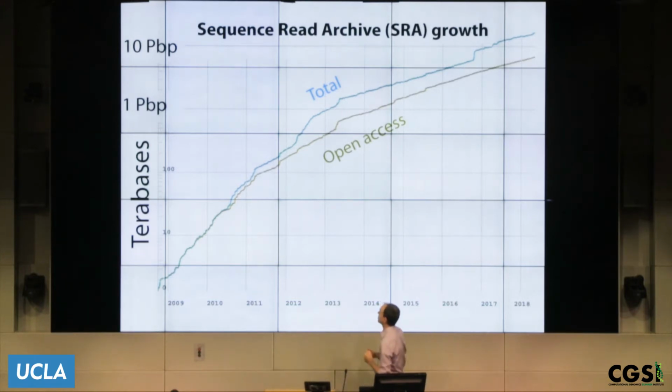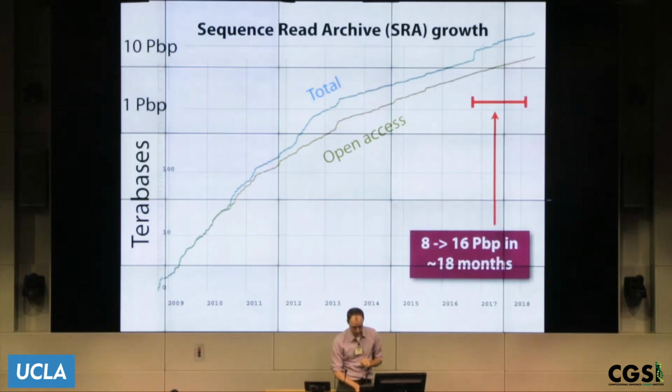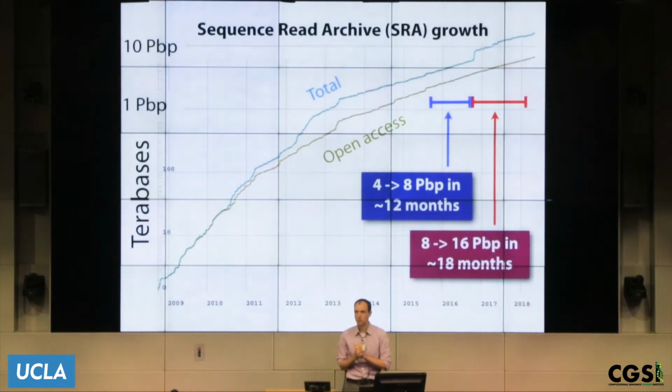The rate at which it's been growing is shown here. That vertical axis is on a log scale, so it's a little bit difficult to interpret. But let me highlight two recent doublings of the size of the Sequence Read Archive. Those two intervals you see up there, the blue and the red intervals, show two times where the Sequence Read Archive doubled in size, from 4 to 8 and then 8 to 16 petabases. It's somewhere around 20 petabases right now.